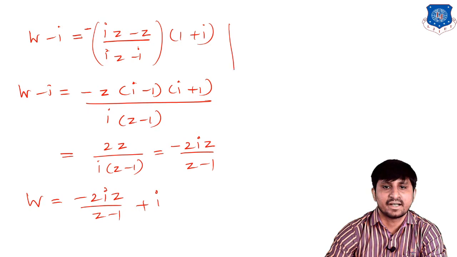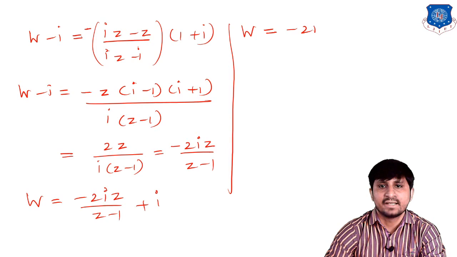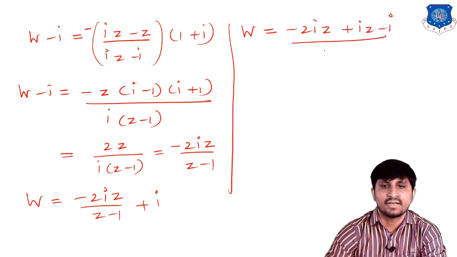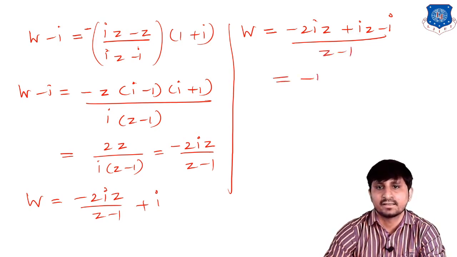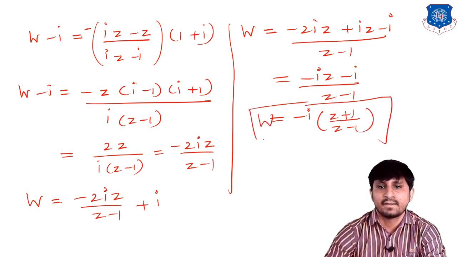So W I can write as minus 2IZ upon Z minus 1 plus I, and that is equal to, just I write here W equal to minus 2IZ plus IZ minus I divided by Z minus 1. So minus 2IZ plus IZ is minus IZ minus I, and in the denominator we have Z minus 1. I can write this as minus I times Z plus 1 upon Z minus 1. So this is the bilinear transformation for this mapping.